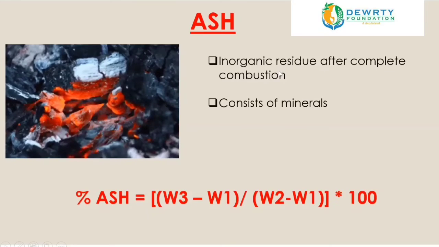When we incinerate or burn the food material at very high temperature, so that it gets burned down completely, what remains is the inorganic residue of that particular food, and that is called ash. Ash consists of various minerals which are important in our body. So for that estimation, we need to get the estimation of ash.